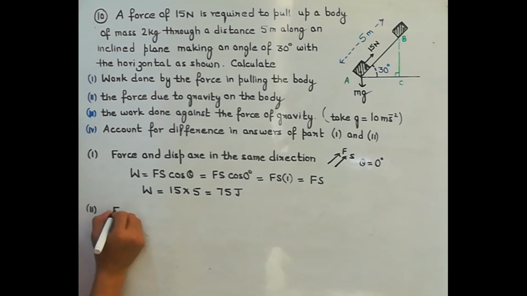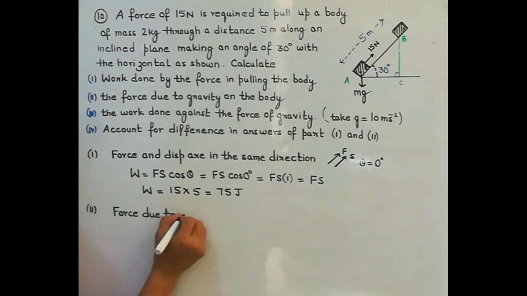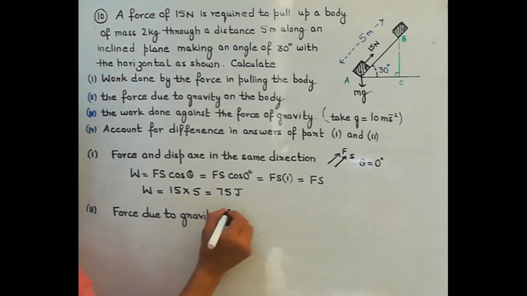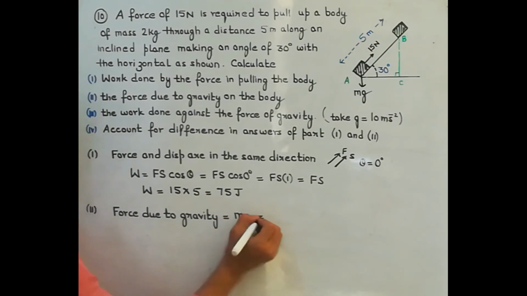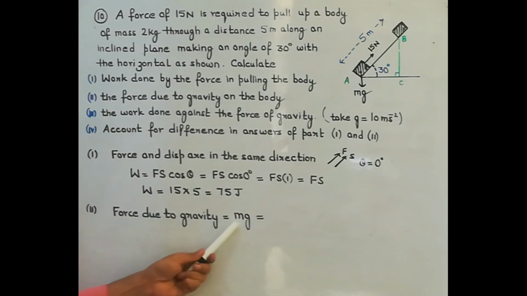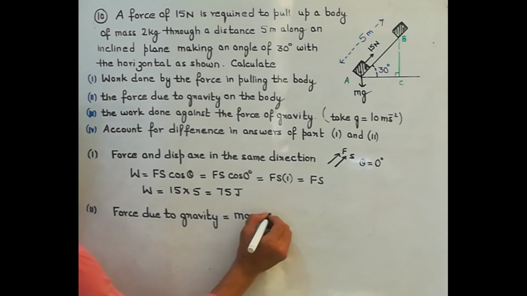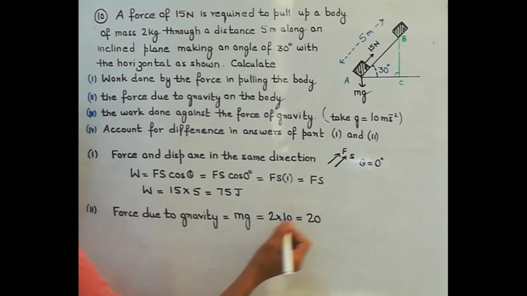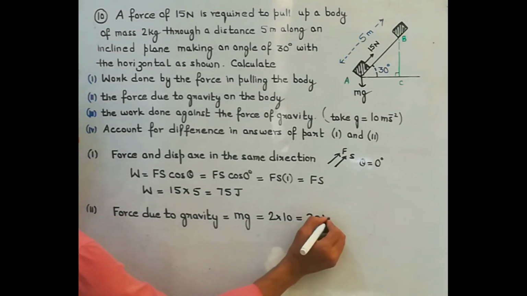You have to calculate force due to gravity. Force due to gravity, as you can see, is marked in the diagram, and it is always in the downward direction, and its formula is mg, where m will be the mass of the body and g will be the gravity. So how much is the mass of the body here? Mass of the body is 2 and gravity is 10, so it makes it 20. So the force due to gravity is 20 Newton.